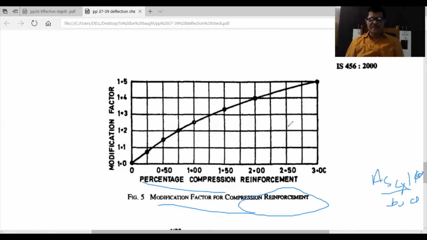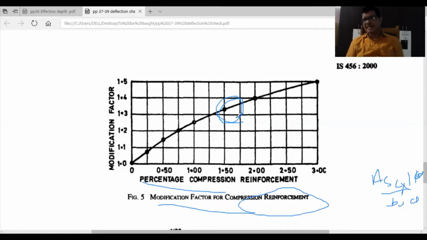This is only applicable if it is a doubly reinforced section or compression steel is provided in the section. So for a doubly reinforced section, you have to add this value of modification factor for compression steel. If it is only tension steel, then modification factor from figure 4 multiplied by reduction factor from figure 6. If it is both tension and compression, then modification factor for tension multiplied by modification factor for compression multiplied by reduction factor. So all the three factors have to be multiplied. So this is the control of deflection in case of flanged sections.